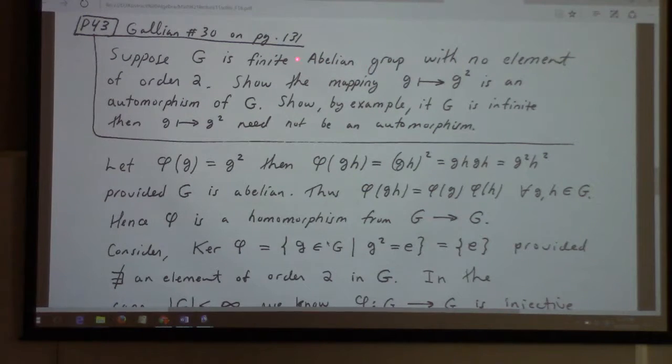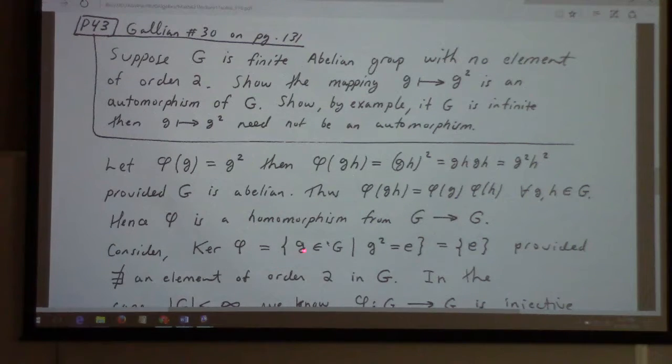Notice the word abelian, very important. So phi of GH is GH squared, which is G squared H squared, which is to say, oops, I forgot to write something here. That is phi of G times phi of H. Therefore, oh, I have it here. Phi of GH is that, so phi is a homomorphism. And then I need to show that it's a bijection.